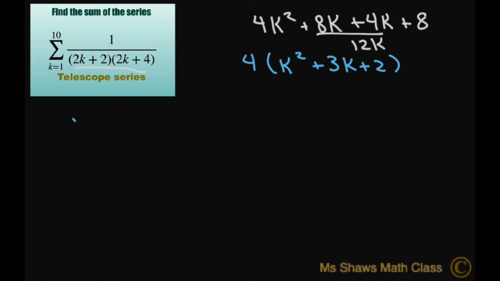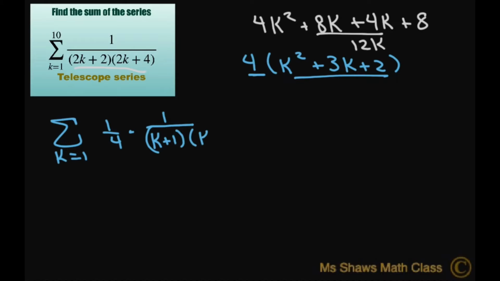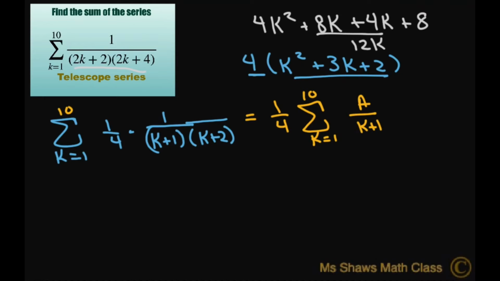So I can write this as the sum of k equals 1 to 10, and then we have that 4, so it's going to be 1/4 times 1 divided by, and if I factor this, it would be (k plus 1) times (k plus 2). Now, using partial fraction decomposition, I can bring this 1/4 out, our constant, and write this as a divided by k plus 1 plus b divided by k plus 2.